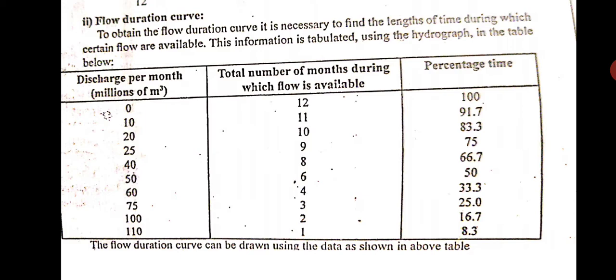And then the number of months it is available. 0 is available for all the 12 months. Okay. Then 10 is available for 11 months. Then 20 discharge, that is millions of meter cube, is available for 10 months. So whatever months are available, 25 is available for 9 months.